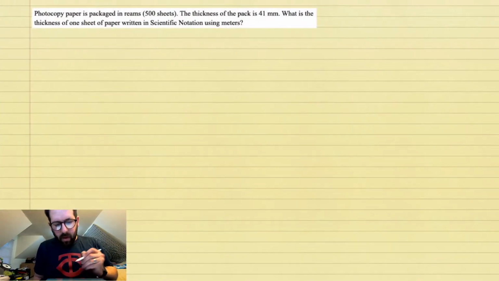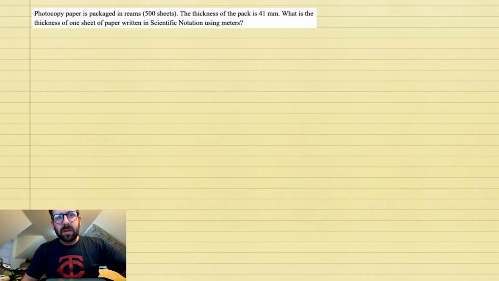I know this is a little small. Read it as you're going through it, but if you can see it on the screen, it's talking about a photocopy paper ream. That's the big packet of printer paper, and there are 500 sheets in that ream. And the thickness of this pack happens to be 41 millimeters. What is the thickness of just one sheet of this paper? So you have 500 sheets, it's 41 millimeters for the pack, so we want the thickness per sheet.